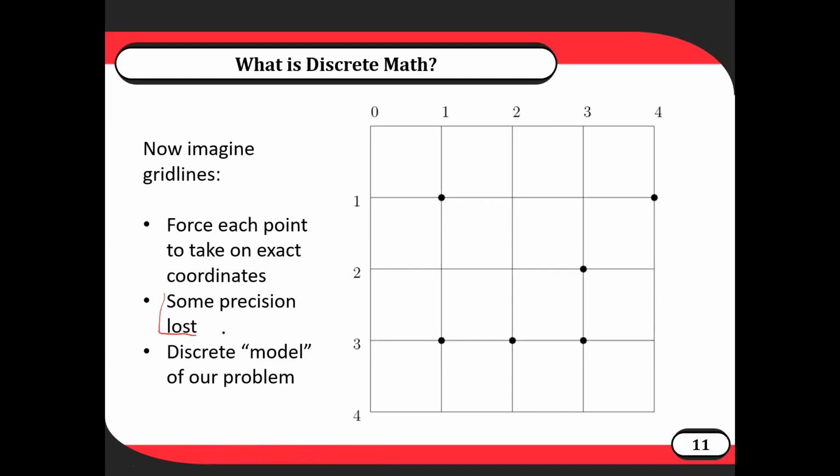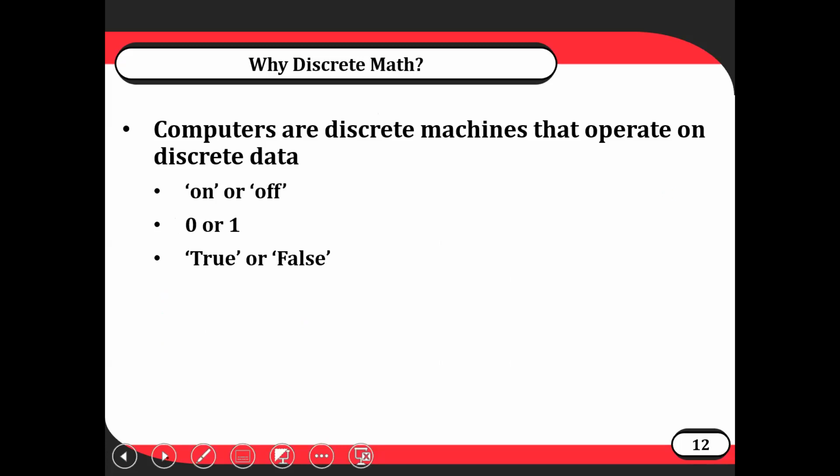So some precision is lost when we do this. We can only ever approximate some of these numbers. We can never get them exactly. But what we can do is make a discrete model of our problem. A lot of problems in the real world that we want to model in computer science, we have to give up certain precisions and work with this discrete data, because computers are discrete machines that operate on discrete data.